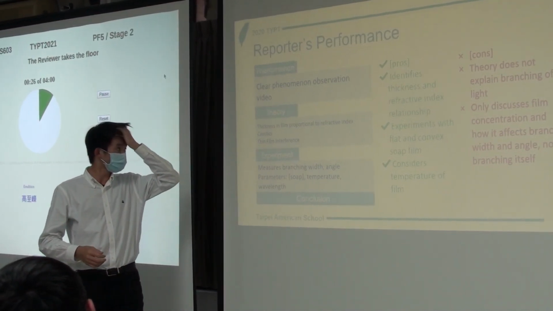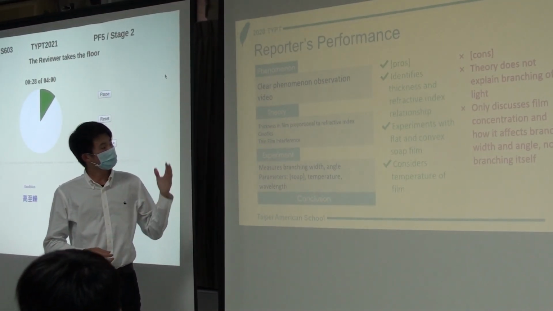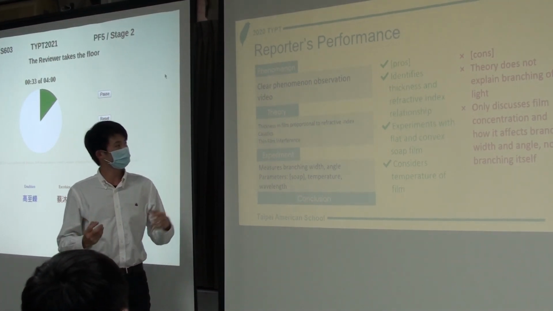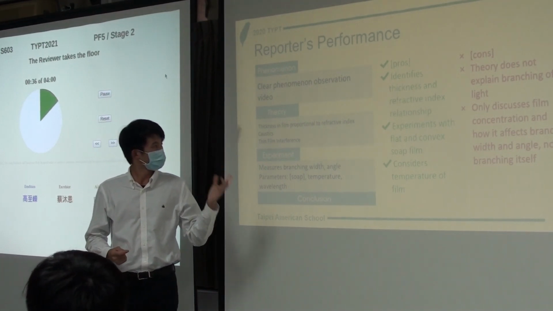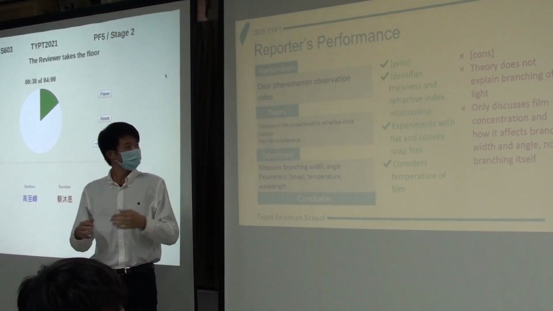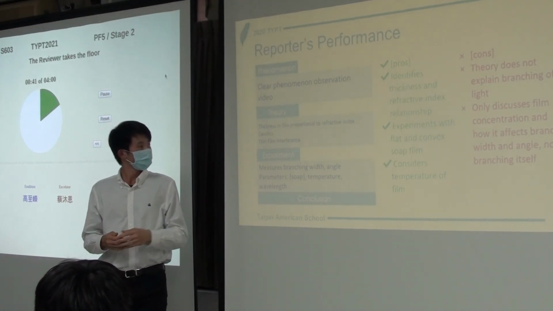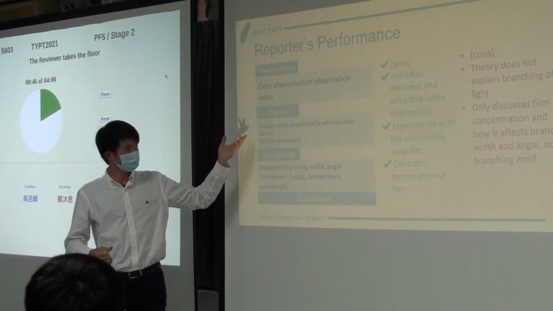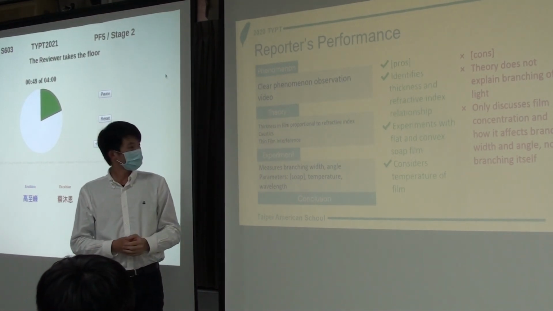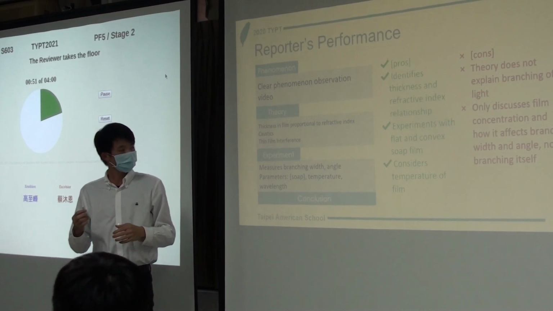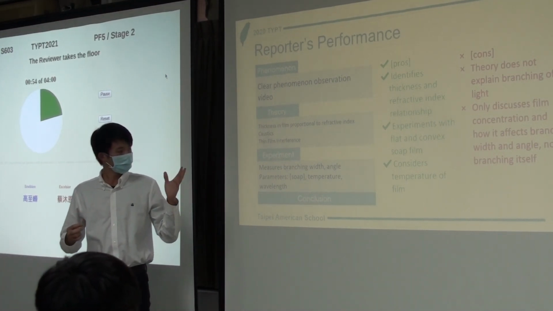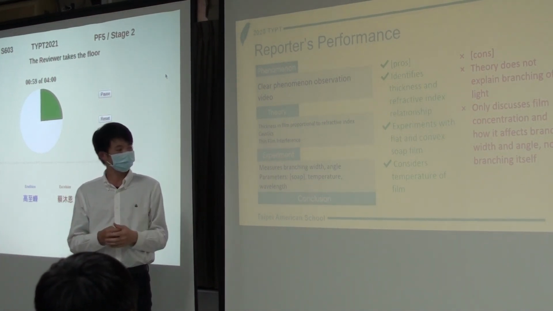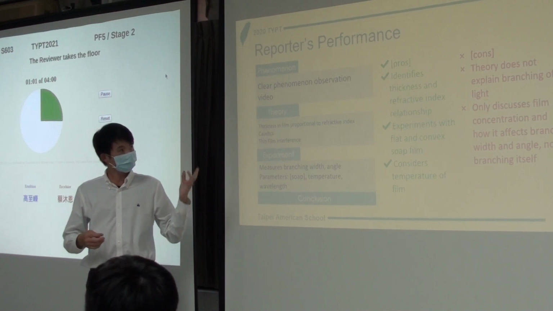So here is the reporter's performance. I thought for the phenomenon observation, they had a clear video. And for the theory, they mainly concerned themselves with the thickness of the film in proportion to the refractive index. They explained caustics and also thin film interference, which helps explain the relationship between the thickness and the refractive index. And for the experiment, they measured the branching angle and width of the branching while changing different parameters, for example, soap concentration, temperature, and wavelength.